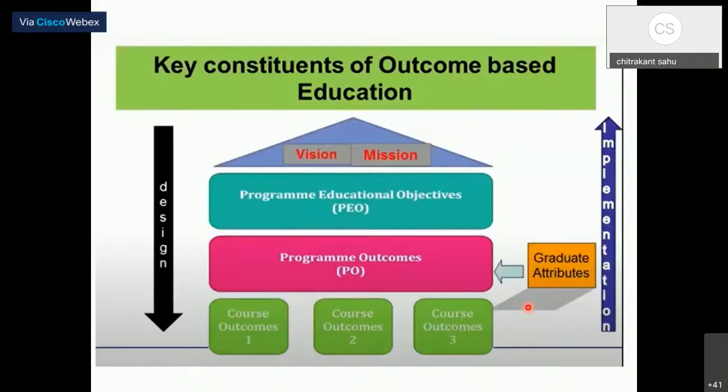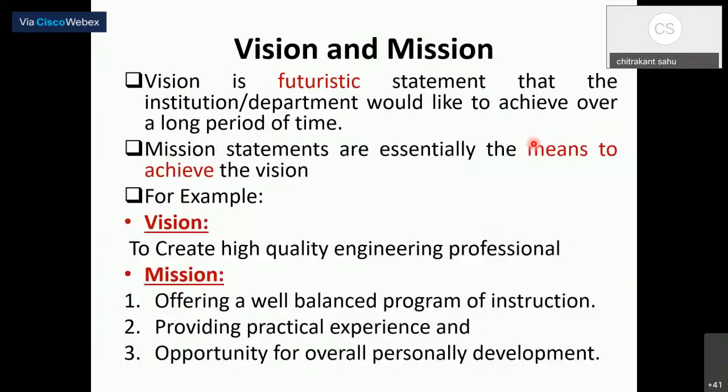So that is called the implementation, and implementation will always be from the bottom to top. Okay, so let's just briefly talk about what the vision and mission are. So vision is a futuristic statement that the institution or department would like to achieve over a long period of time.